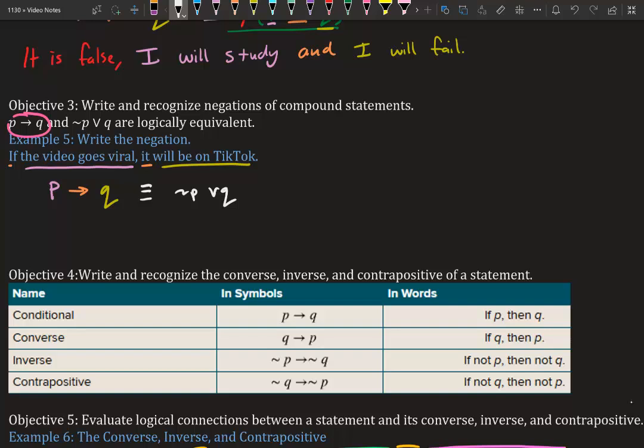So negation P, that's saying, so P was the video goes viral, so the video does not go viral. We have a connector of or. And then we have Q, which is it will be on TikTok.